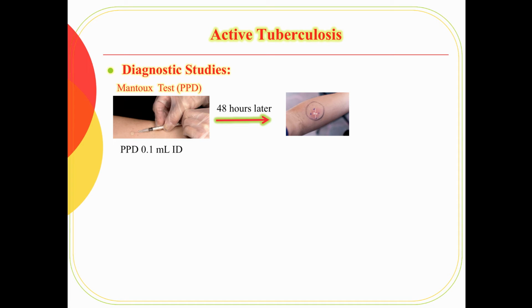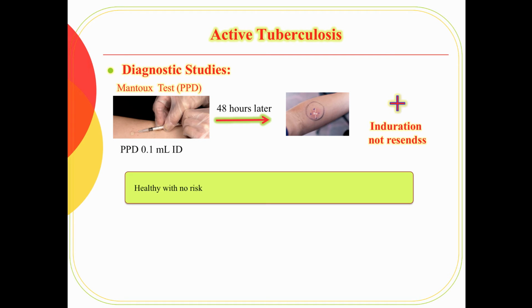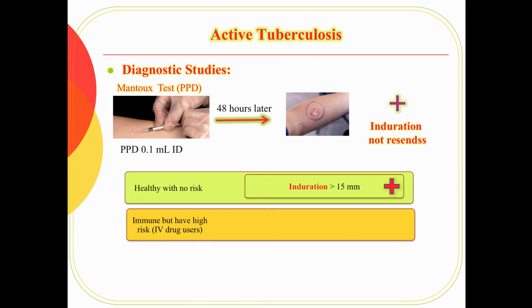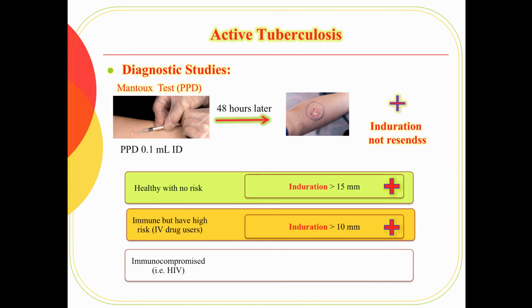It's just positive. Now, it's important to know that this positive result depends on the patient. So if you have a healthy patient with no risk, this induration has to be above 15 millimeters to say that this is a positive TB. If this patient has high risk, like an IV drug abuser, or lives in a prison, or is homeless, induration that's more than 10 millimeters will be considered positive. If the patient is immunocompromised, like a patient with AIDS or HIV, any induration that's more than 5 millimeters will be considered positive. So it's not standardized. It depends on the condition of this patient.